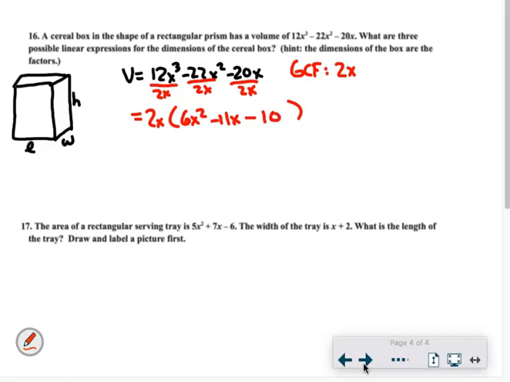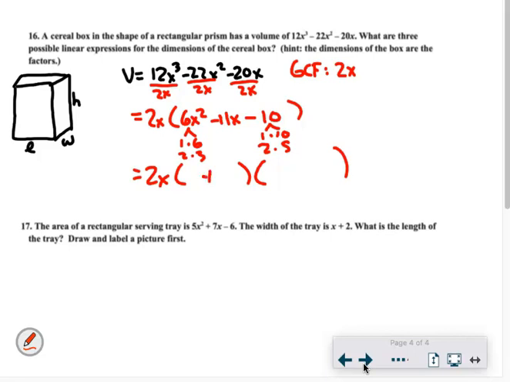Then I need to factor that. So I'm going to end up with 3 answers, where this is kind of my length, this is kind of my width, this is kind of my height. Okay, so that's what we're looking for. We're just factoring it. So for 6x squared, we could do 1 times 6, and we could do 2 times 3. For 10, we could do 1 times 10, and we could do 2 times 5. And then 2 times 5 is going to be a good place to look for that answer.